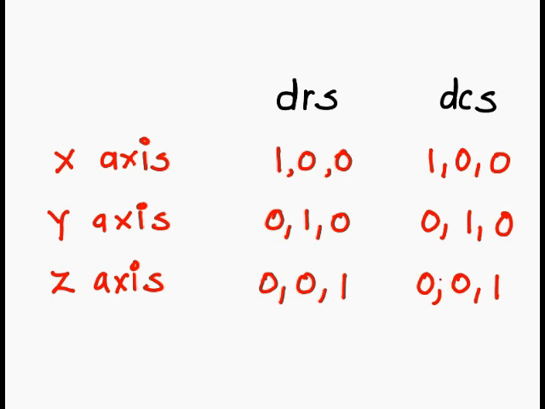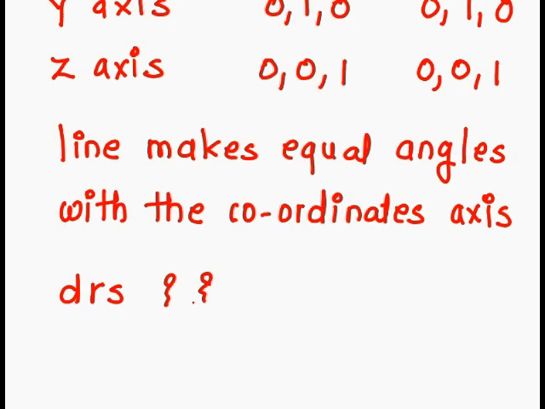Remember one result. Now consider a line that makes equal angles with the coordinate axes. What are the DRs? Guess and comment below. What will be the DRs? Yes, you are right. The DRs are 1, 1 and 1. So when any line makes equal angles with the coordinate axes, the DRs are 1, 1, 1. Remember this.